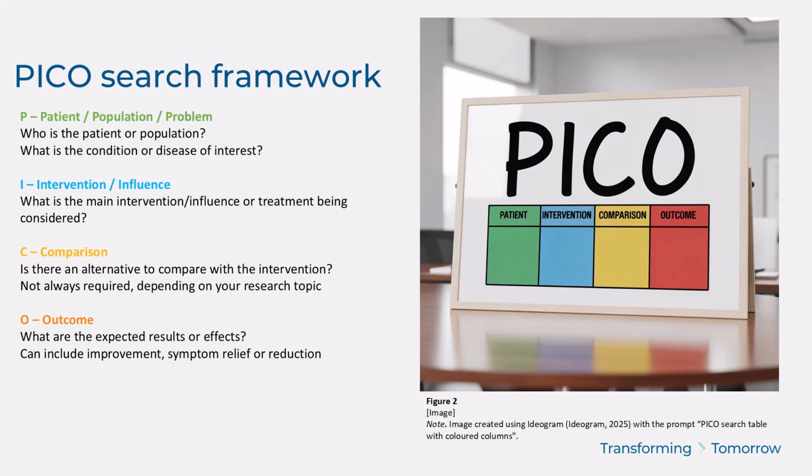The C stands for comparison. Is there an alternative therapy, intervention, or treatment you also want to assess? Please note, it is not always required depending on your research topic. The O stands for outcome. What are the expected results, effects, or outcomes from the treatment? Does the intervention offer improvement, symptom relief, or reduction in symptoms?